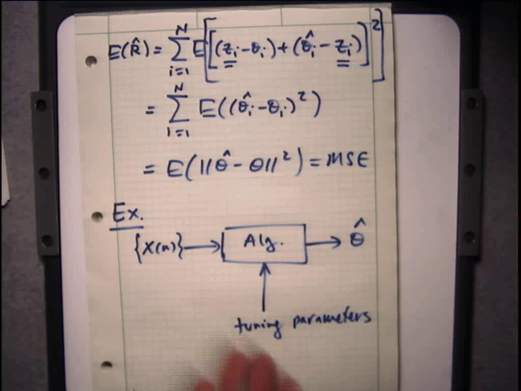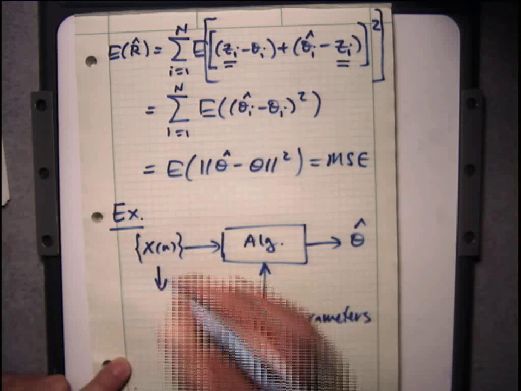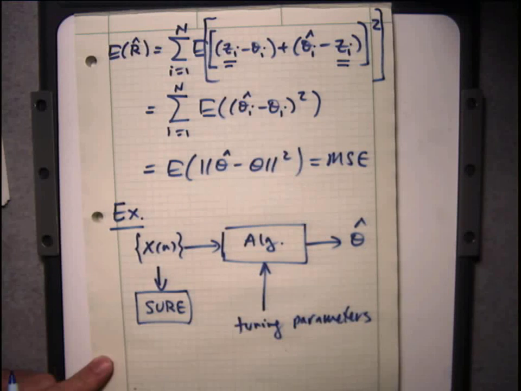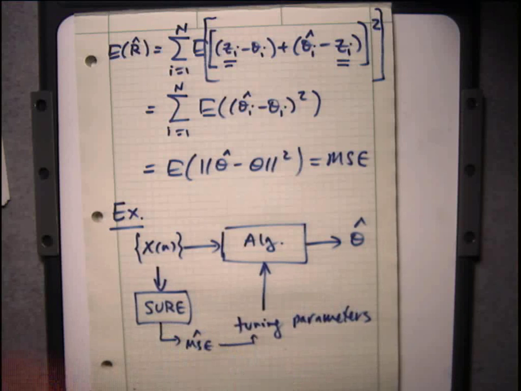So, how do you adjust these? Well, you can take this data and put it through Stein's unbiased risk estimator. This gives you an estimate of the mean squared error that you would get with a particular set of parameters, and then you use that to change the parameters. Okay? And then you would select the estimator that is perhaps the most attractive in terms of mean squared error. Okay? Any questions?